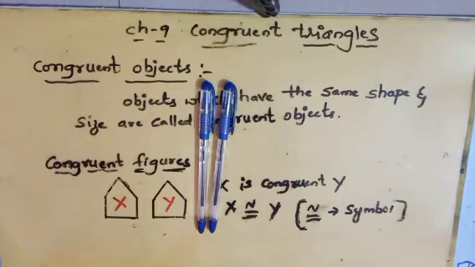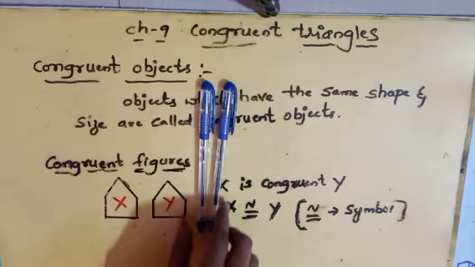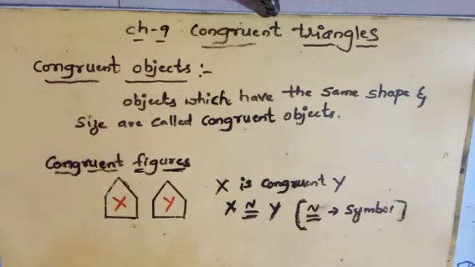I have two pens. So these two pens have the same shape and size, that's why they are called congruent objects. So these two pens are congruent, we can say. How we can say? When they have the same shape and size, then they are called congruent objects. The same way I'll show one more example.